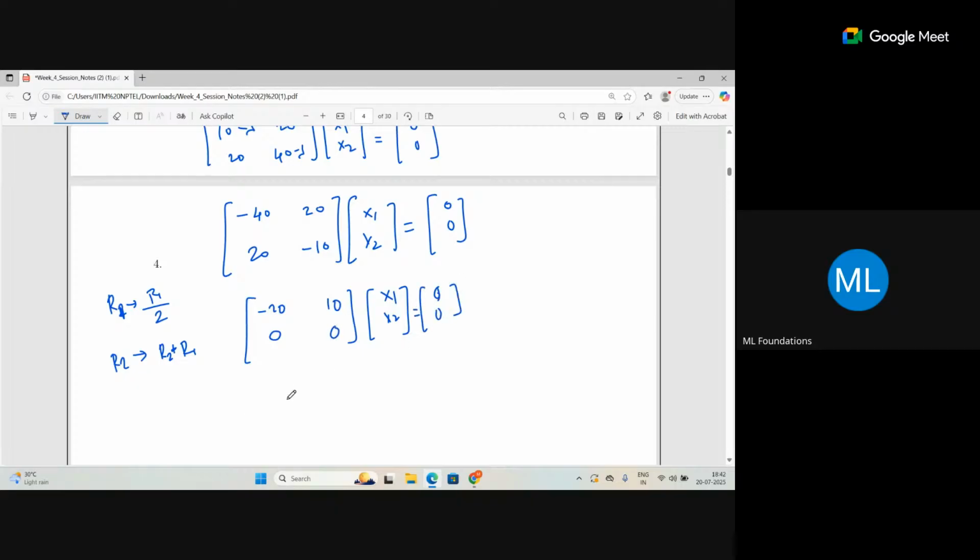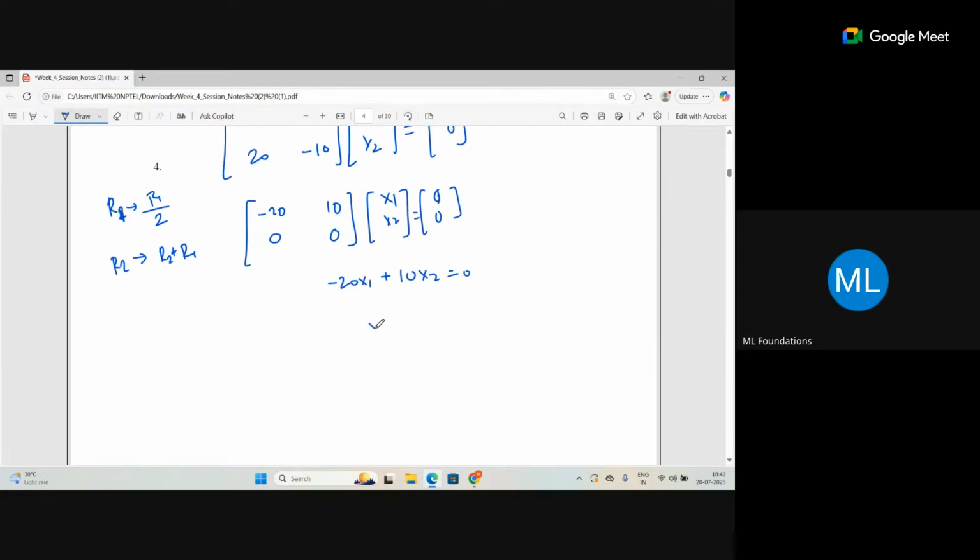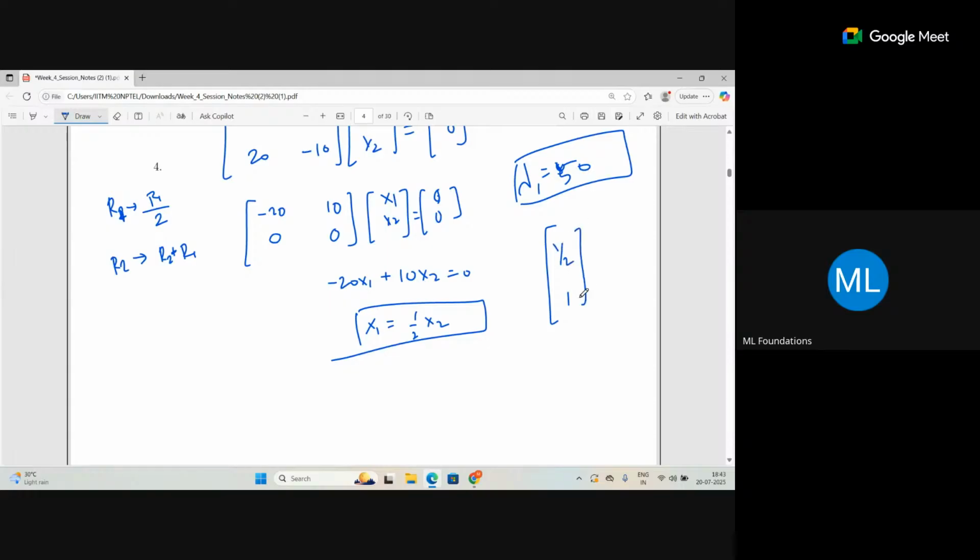Now the equation I get is minus 20 x1 plus 10 x2 equals 0, and that gives x1 equals 1 by 2 x2. Then your first eigenvector corresponding to lambda 1 equals 50 is this one. If x2 is equal to 1, then you'll have 1 by 2 here. This is your, let's say, v1.